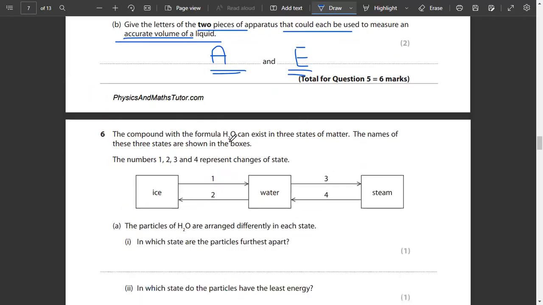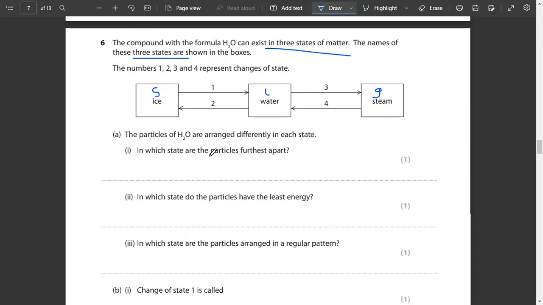The compound with the formula H2O can exist in three states of matter. The names of these three states are shown in the boxes. The numbers 1, 2, 3, and 4 represent changes of state. Ice क्या होती है? Solid. Water क्या है? Liquid. What is steam? Gas. The particles of H2O are arranged differently in each state.